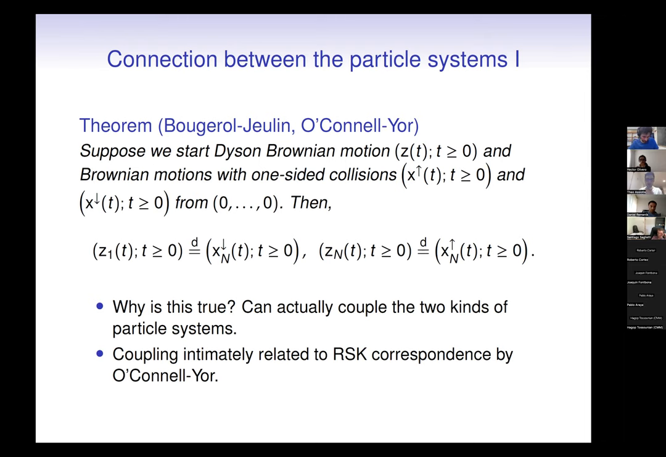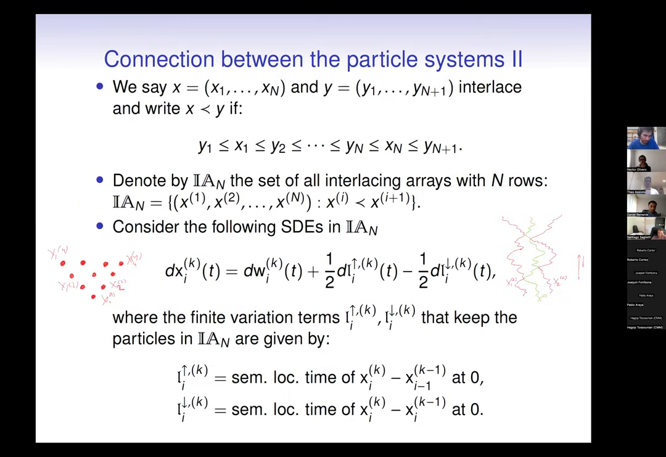So, thank you. The way to couple them is the following. First of all, we want to consider this thing called an interlacing array, which is basically a configuration that satisfies these inequalities, which you should look at in the picture. Basically this particle is between these two, this particle is between these two, this one is between these two, and so on.